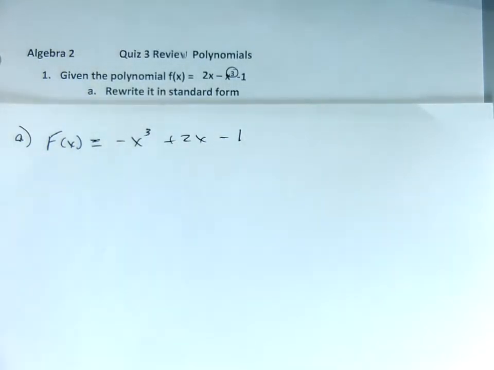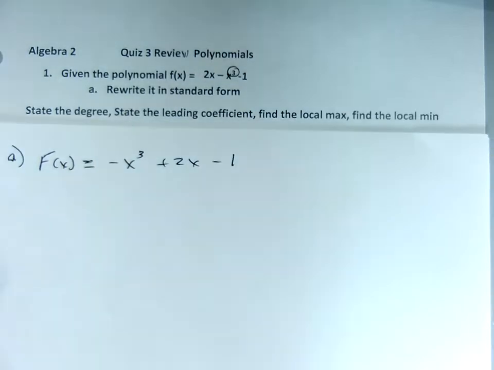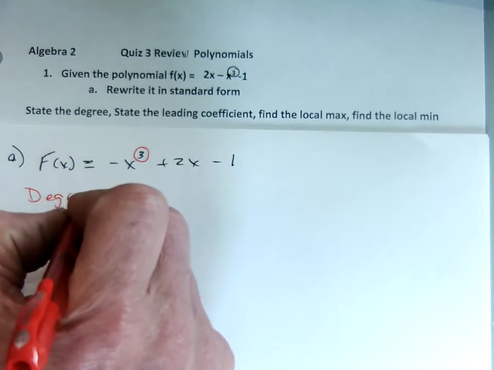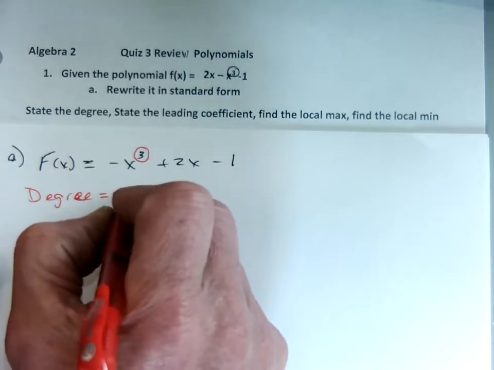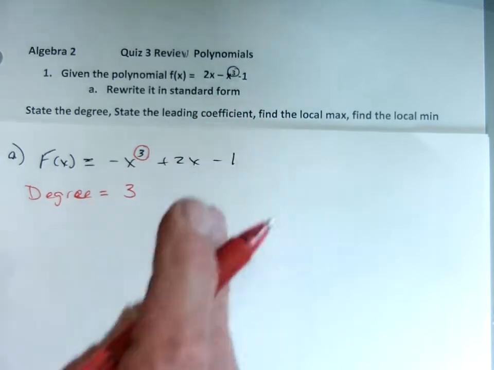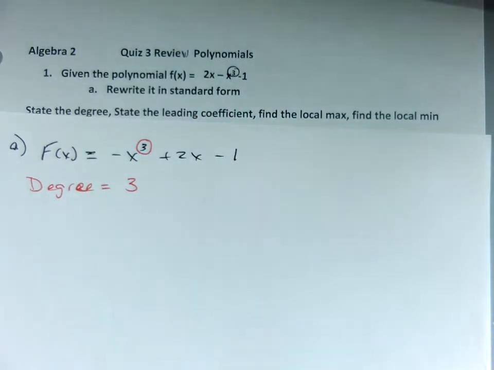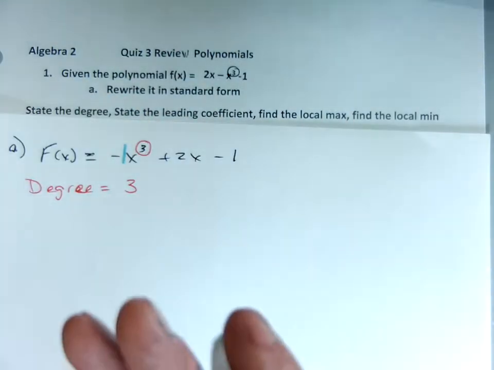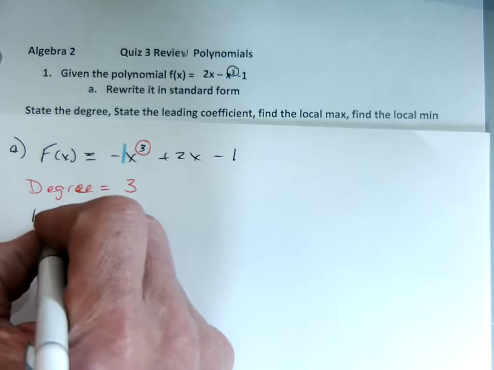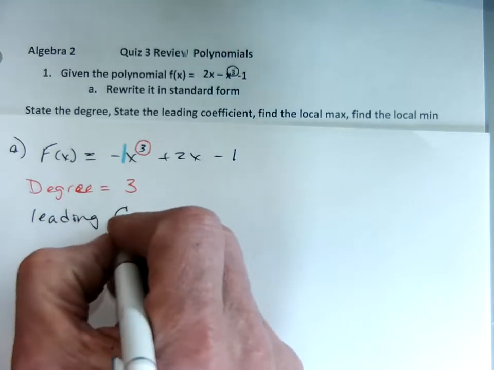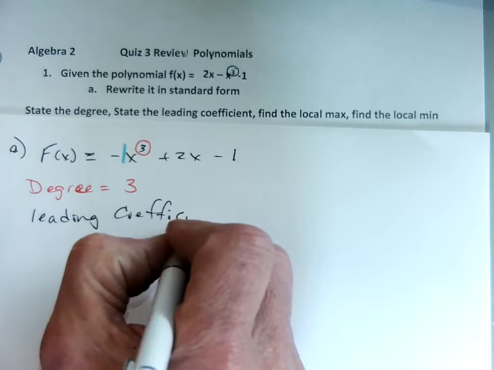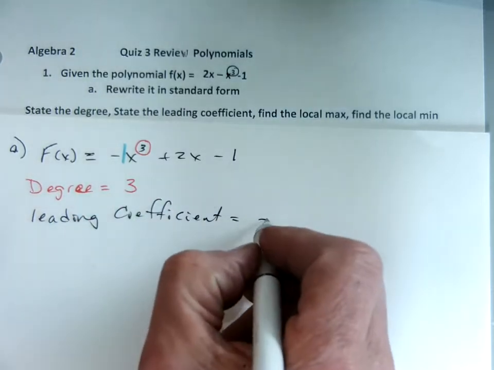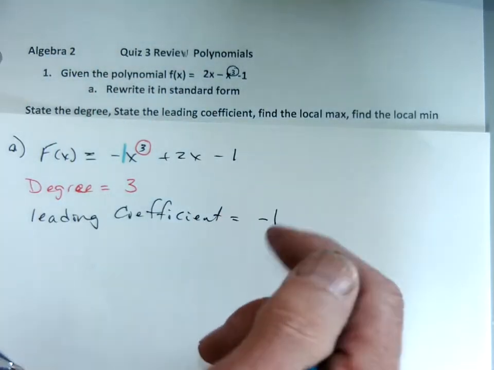Then the next thing I'm going to do is the degree. Well, the degree is the biggest exponent, so my degree is equal to 3. My leading coefficient, there's an invisible 1 right here that we normally don't write, but it's always the first number. So my leading coefficient is the number in the front after you rewrite it, which is negative 1. Here, I'll circle it so it's blue and blue.